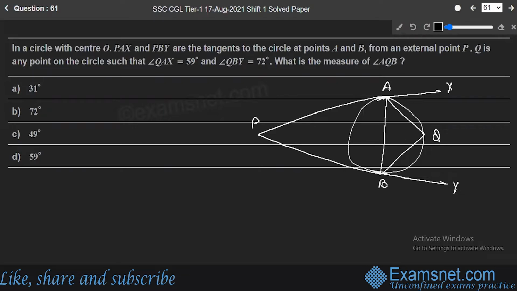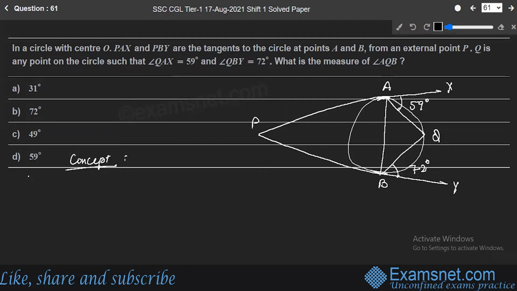Q is any point on the circle, so that QAX, this angle, is 59 and QBY, this angle, is given to you as 72 degree. What is the measure of angle AQB? So in this question, you are given these things. We have just marked them in the figure. What concept will we be using?